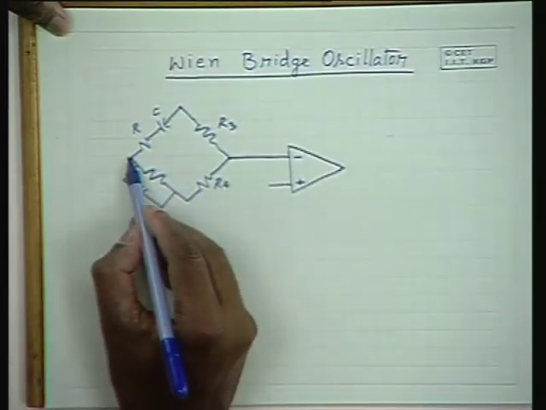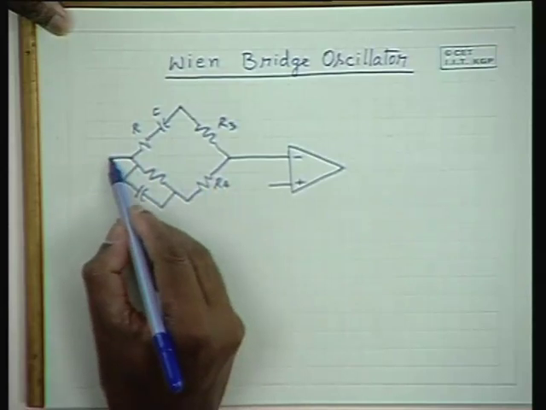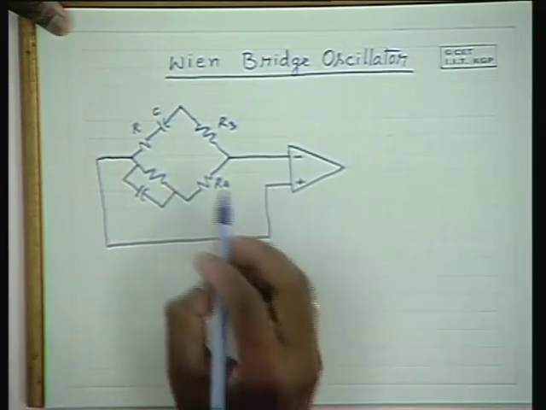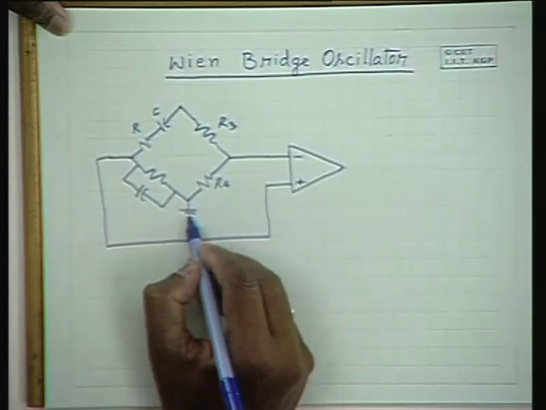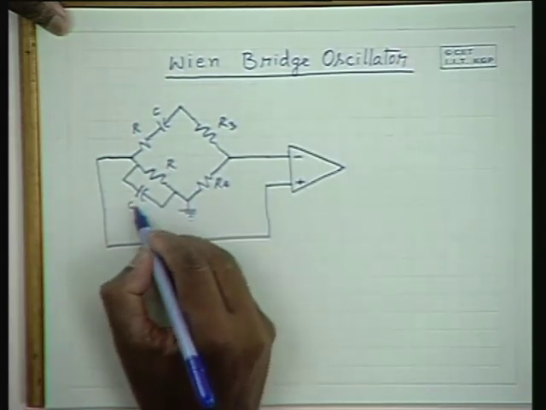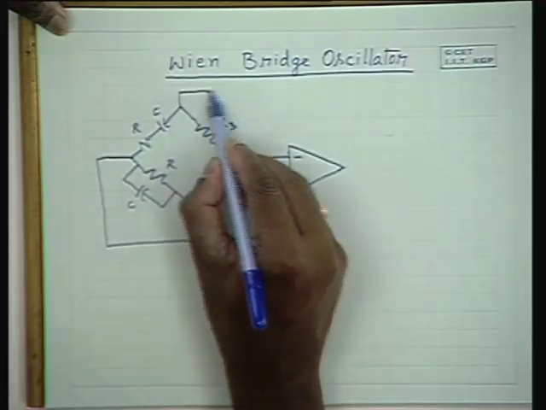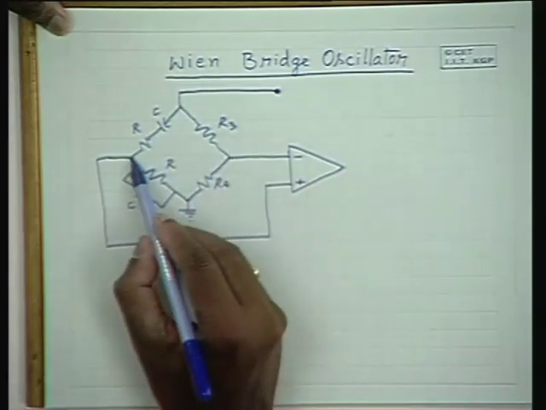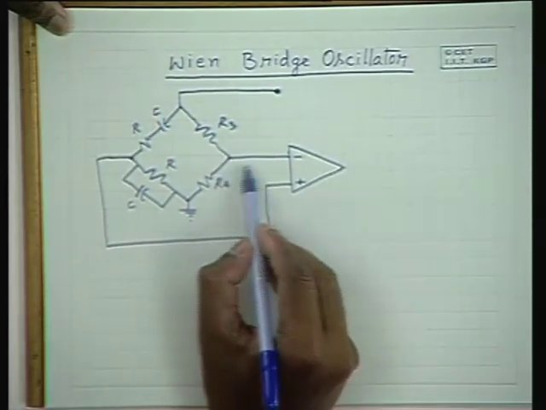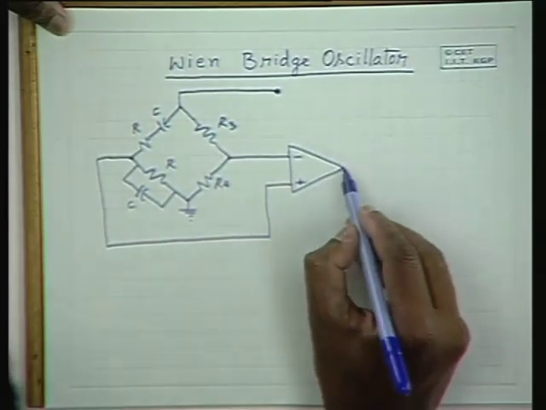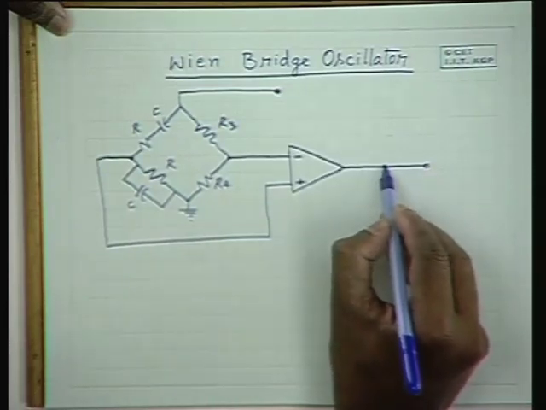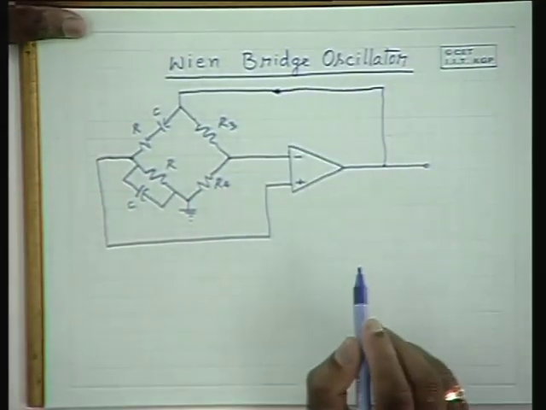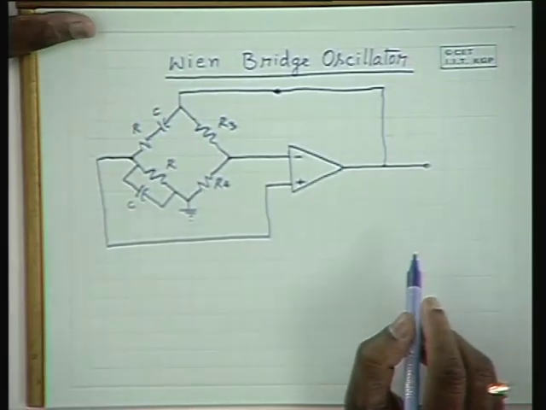Now apply the difference voltage of the bridge to the input of the operational amplifier. So a bridge has an input between this terminal and the ground, and this is the bridge difference output, which is fed to the amplifier. Now from the amplifier's output, you drive the bridge. So this is the Wien-Bridge Oscillator circuit.